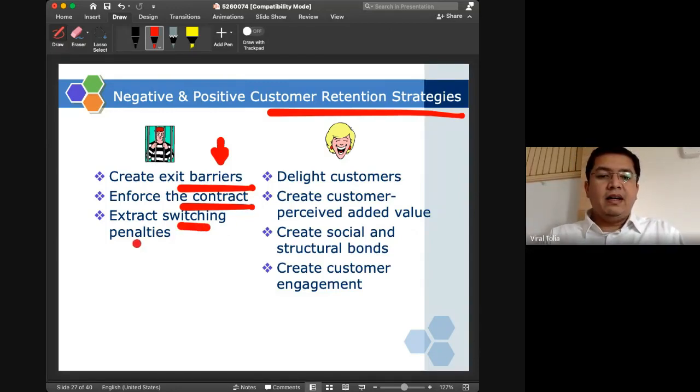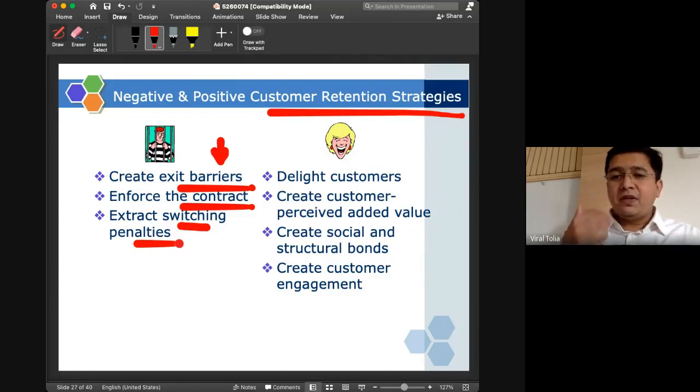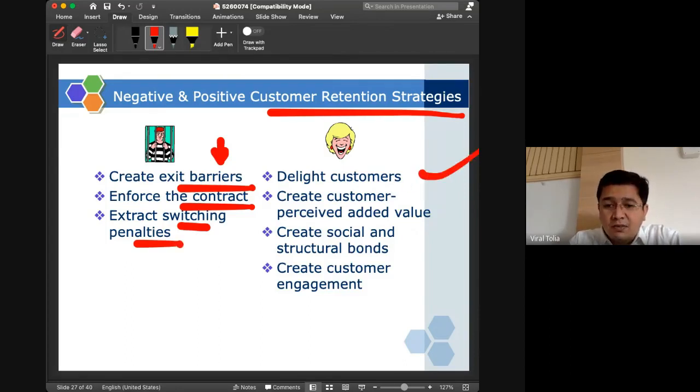Exit switching penalties. So for example, if somebody wants to go out of the contract, you are charging very high penalties from your suppliers. The other one is delight your customers in a positive way. Create a customer-perceived additional value perspective. So whenever they do business with you, they always think there are certain values which are added by default. And this value addition creates a lot of understanding from the marketing perspective.